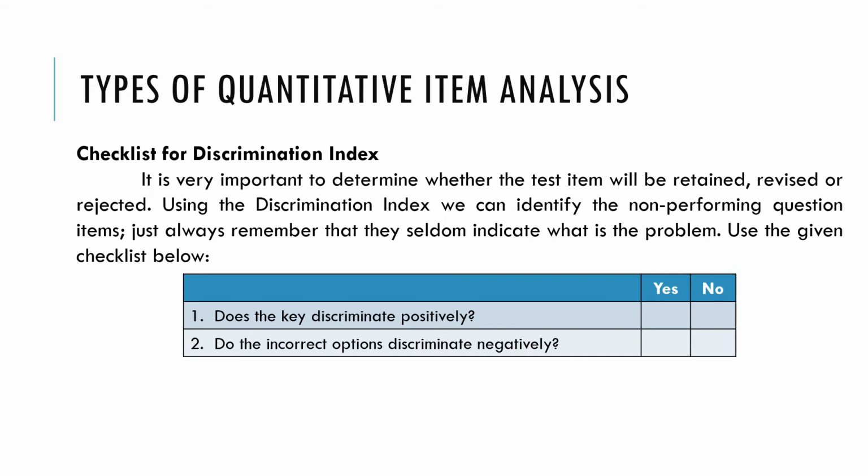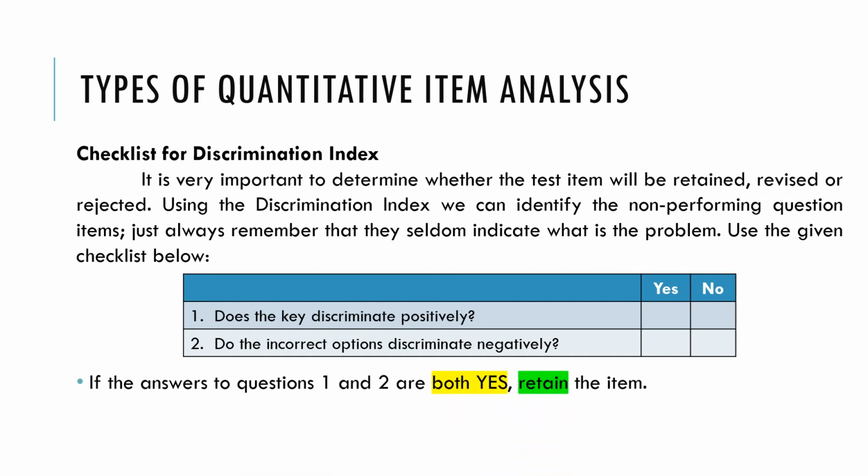Just always remember that they seldom indicate what is the problem. Use the given checklist below. So here are our 2 questions in a checklist: does the key discriminate positively? Meaning to say, does the answer really discriminate the upper and the lower? Because the main purpose of the discrimination index is to discriminate again the 2 groups. Okay. Number 2, do the incorrect options discriminate negatively? Yes or no. So meron tayong interpretation dyan if ang sagot natin is yes, and then if sagot natin is no.